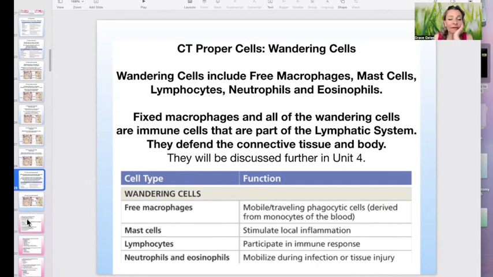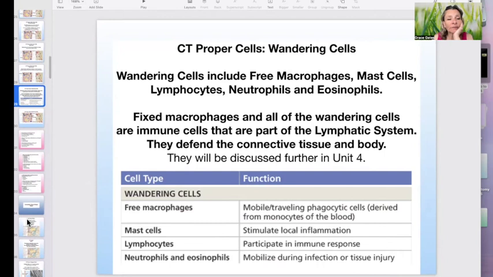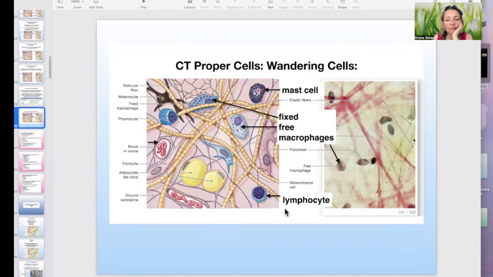Pathogen is any kind of virus or organism that makes us sick. And here's a bigger picture showing the fixed macrophage, the free macrophage, a mast cell, and a lymphocyte. Okay.